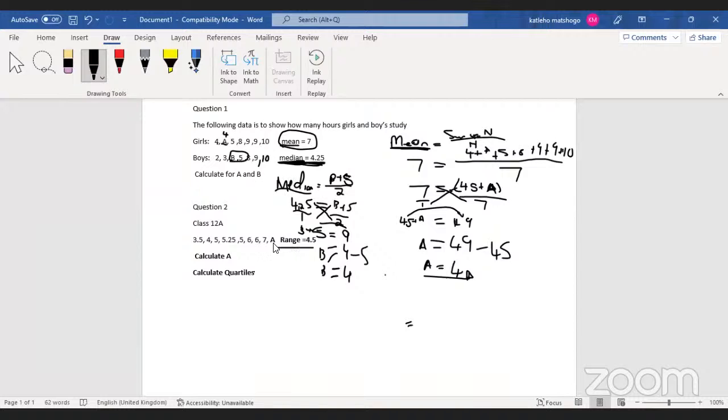Now calculate here for A. How are you going to do it? Please explain to me how we got it. How you got the answer. You must explain, or you can write the way I wrote on the screen. It's up to you. Either you can talk or you can write.